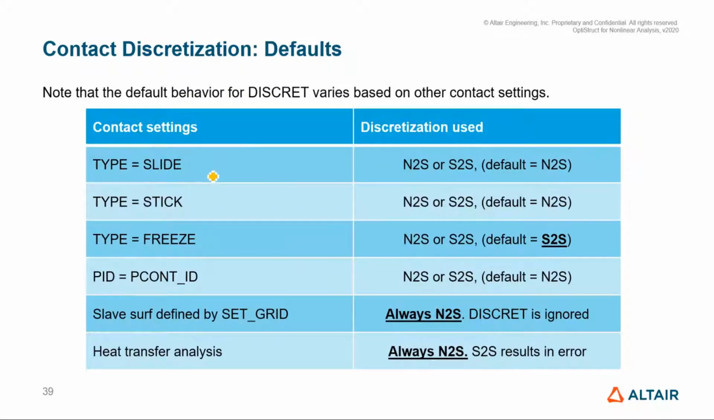So here is some guide on when to use node to surface and surface to surface, and what's the default. You can follow this table to see. Basically, surface to surface is supported for all types, unless there's a convergence issue, then you probably want to switch to node to surface. Preferably, I like to use surface to surface because it gives me a smoother contact pressure between them. So normally use surface to surface.